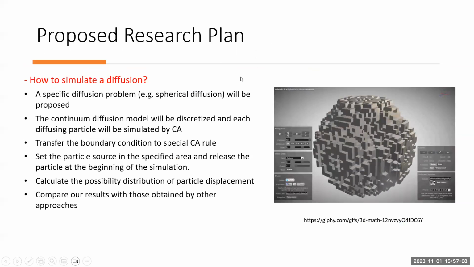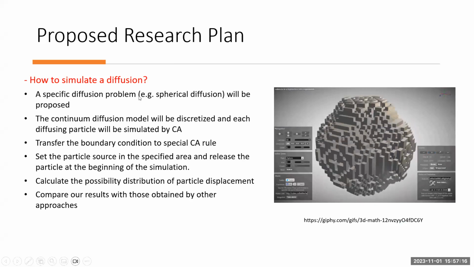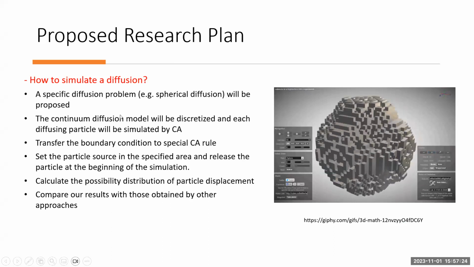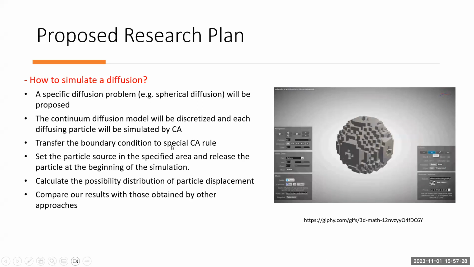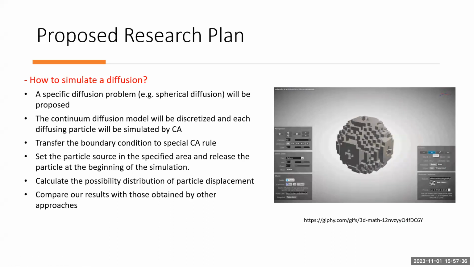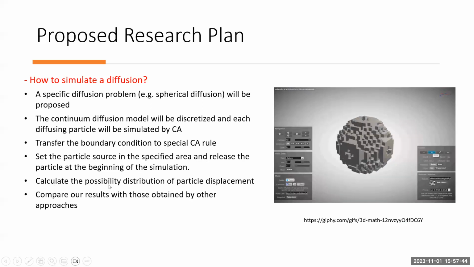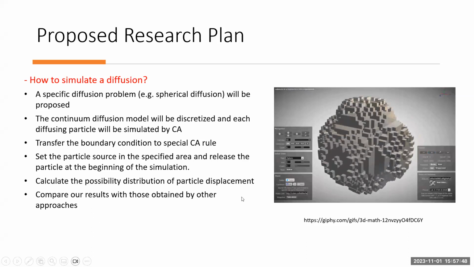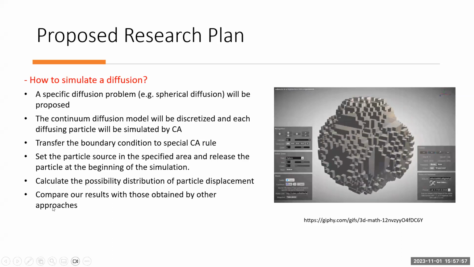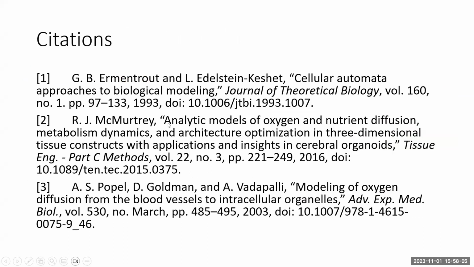So my general research plan is to solve a specific diffusion problem first. In this problem, the continuum diffusion will be discretized, and each diffusing particle will be simulated based on the cellular automata rules. Also, we can transfer the boundary conditions to special rules for our cellular automata. Then we will set particle cells in a specified area and release the particles at the beginning of the simulation. After the simulation, a statistical analysis will be conducted, like calculating the probability distribution of particle displacement. We're also going to compare our results with those obtained by other approaches. There is an example of the spherical diffusion. Okay, this is my reference page.